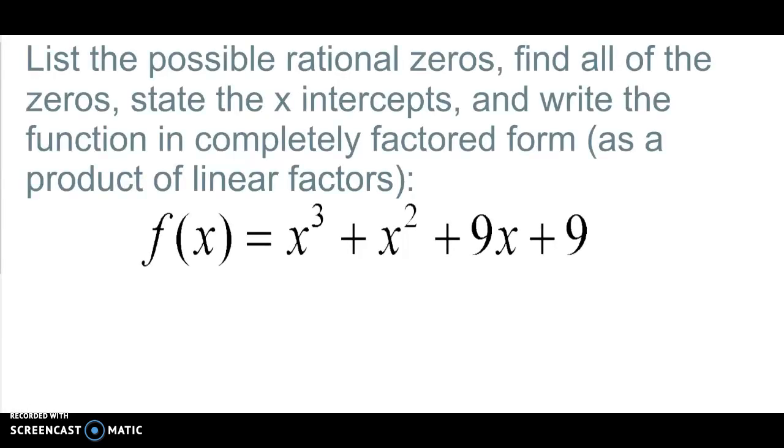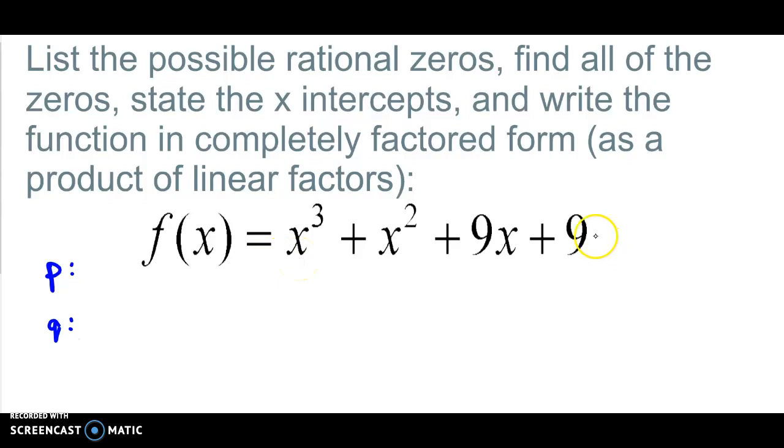Okay, so let's practice. It says list the possible rational zeros. We want to find all the zeros and then state the x-intercepts and write it in completely factored form. So let's have you go ahead and try that out using the rational root theorem. I would suggest starting by listing off the factors of p, which would be the constant. What are all the factors of 9? Then I would write out all the factors of my lead coefficient, which in this case is 1.